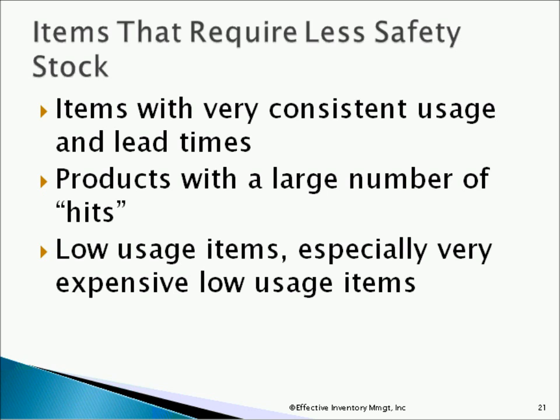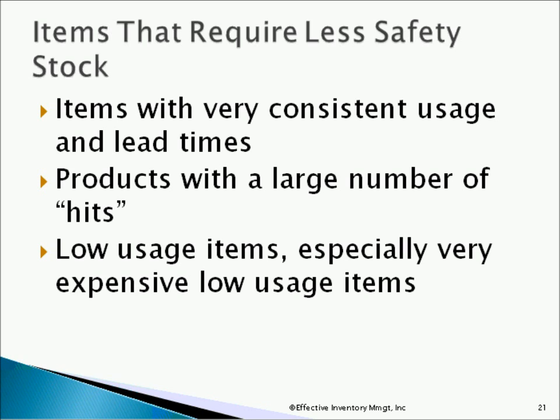Let me give you an example. If you sold 1,000 pieces one at a time during the month, and you were, say, one or two transactions off, you'd still have a very accurate forecast. But if you sold 1,000 pieces a month in only one or two transactions, you had one or two hits, and you were 1 hit off or 2 hits off, you would be way off. So products with a large number of hits require less safety stock.